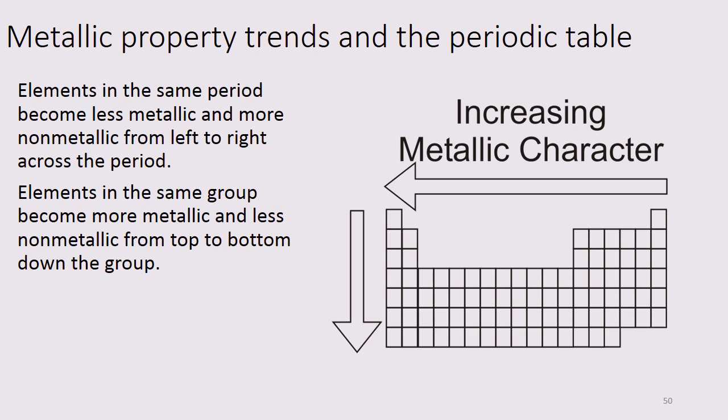And so if I asked you which is more metallic, sodium or magnesium, you would say sodium because it's further left. Also, metallic character increases going down a column. So if I asked you which one is more metallic, cesium, number 55, or sodium, number 11, cesium would be more metallic because it's further down the column. Now, sometimes it's hard to compare something that's not in the same column or the same row, so I wouldn't ask you that, but just within the same row or the same column.